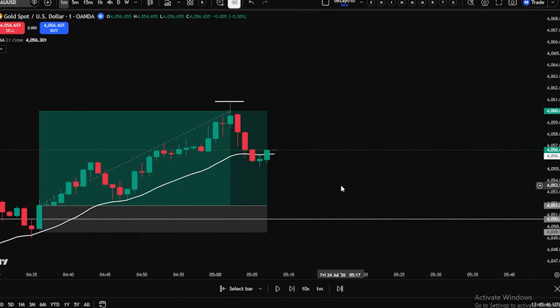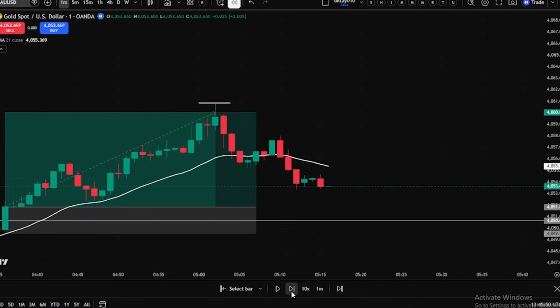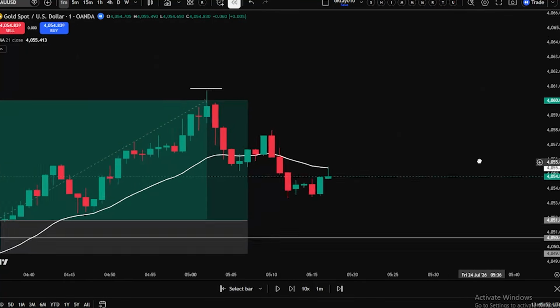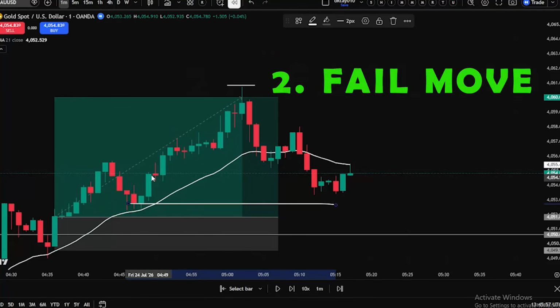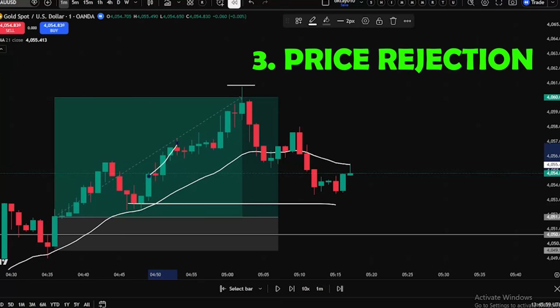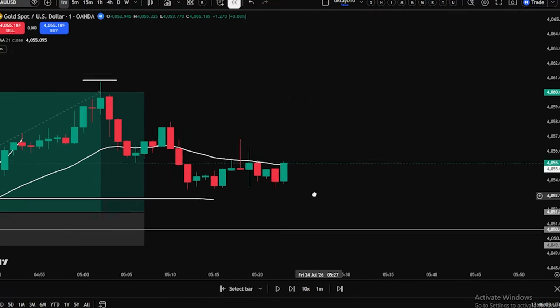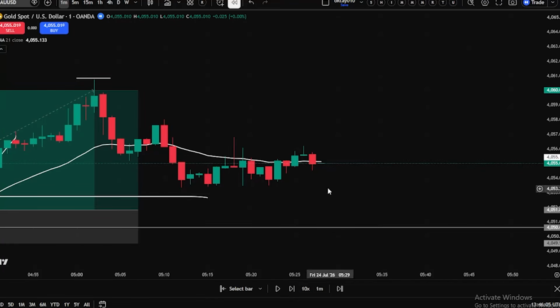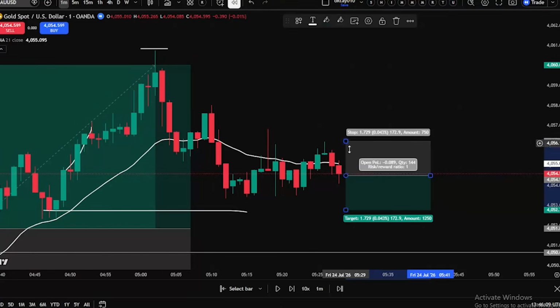Now, what is the result? After the entry, the price started to move down, not because the pin bar was a magic candle, but because of a combination of several factors: liquidity grab, failed breakout, price rejection, short-term structure change. And this is exactly what a professional trader looks for. He doesn't just see the shape of a candle, he reads the story behind what happened in that candle.